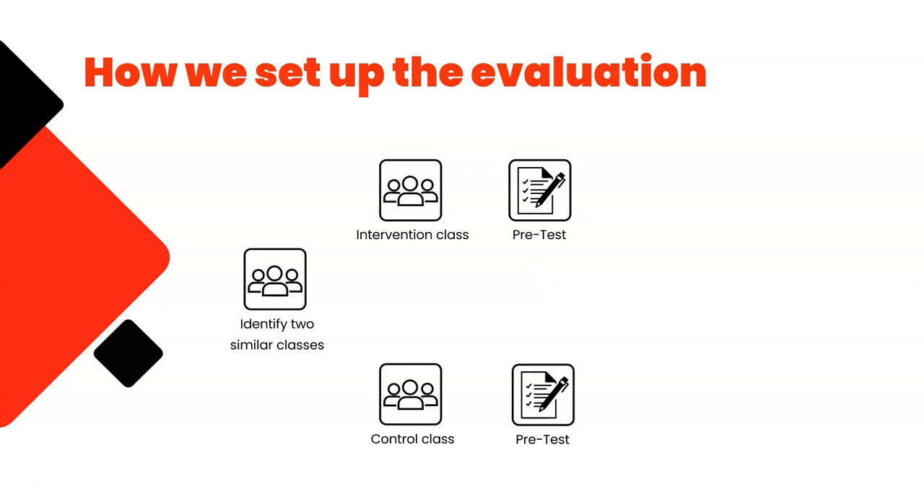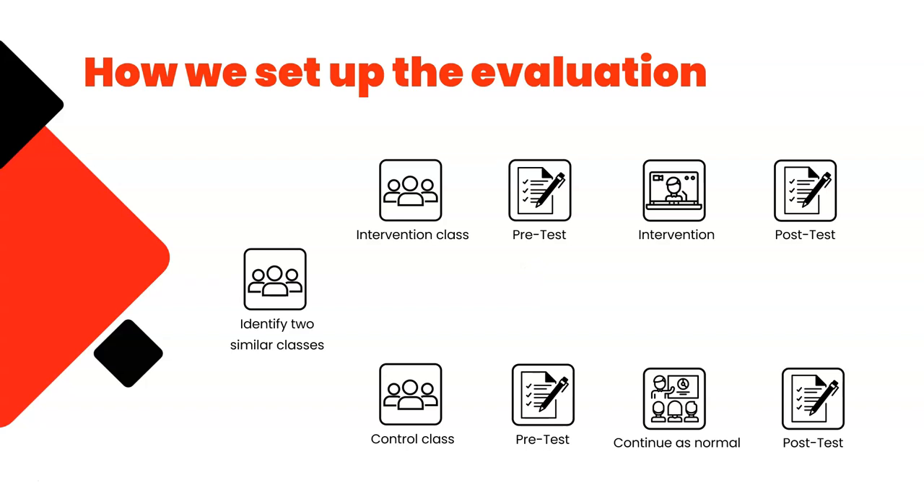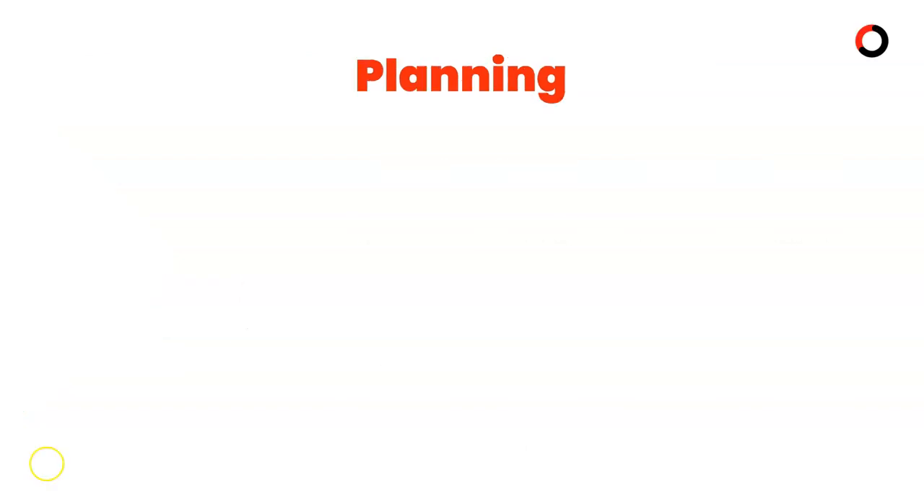You'll complete the pre-assessment task with both classes. The intervention class will receive the daily targeted number fluency intervention over 6 weeks, and the control class will continue as business as usual. And then you will complete the post-assessment task with both groups. If the intervention shows promise, the control class can then access this.